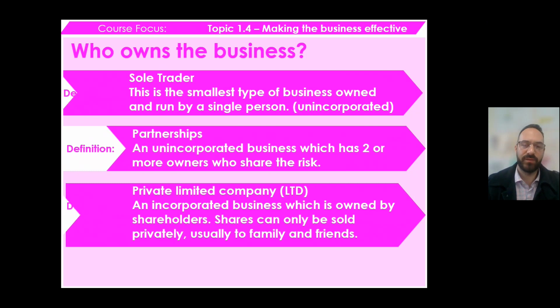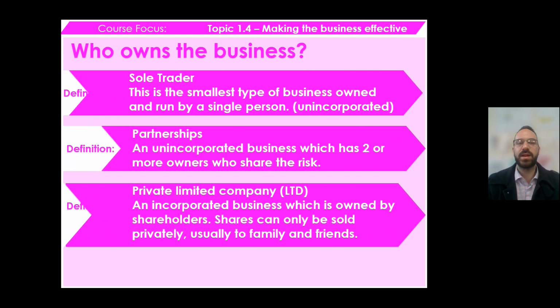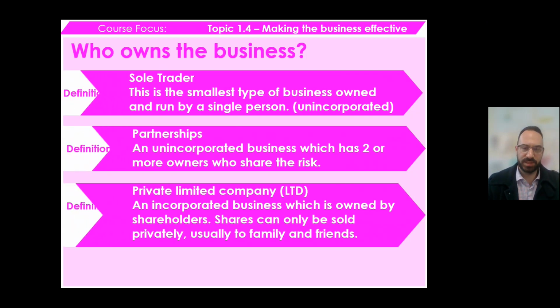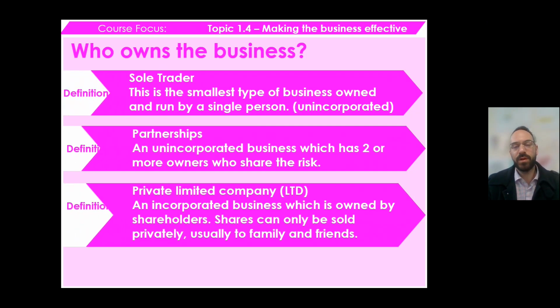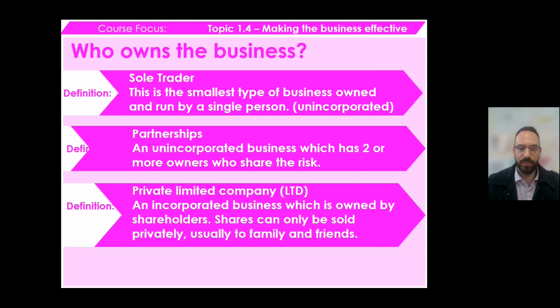And then when we start going into private limited companies, these are when business becomes incorporated. So that is when a sole trader and a partnership, if they decide that they want to incorporate their business, it's owned by shareholders, and shares can only be sold privately in a private limited company, so it's usually to family and friends. And when we know the difference, a public limited company is when we can sell shares on the stock market.